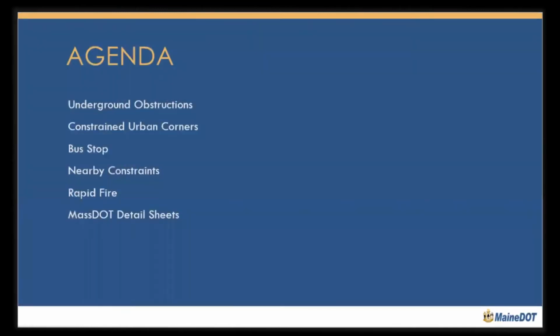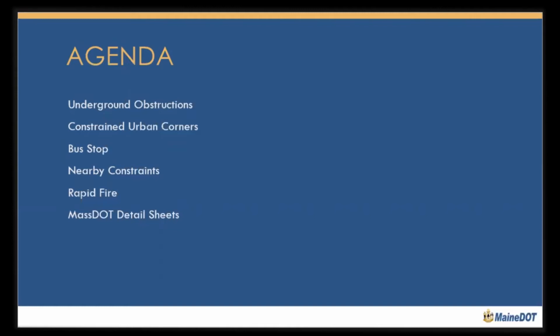Yeah. So the grouping for these, the first category we're going to talk about are when we discover underground obstructions underneath the sidewalk and it affects the ramps. In a number of these cases, you'll see that these difficulties multiply in urban situations and in corners of urban streets. There's a lot of constraints.